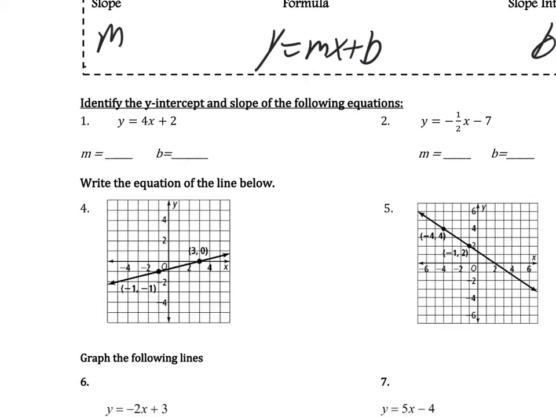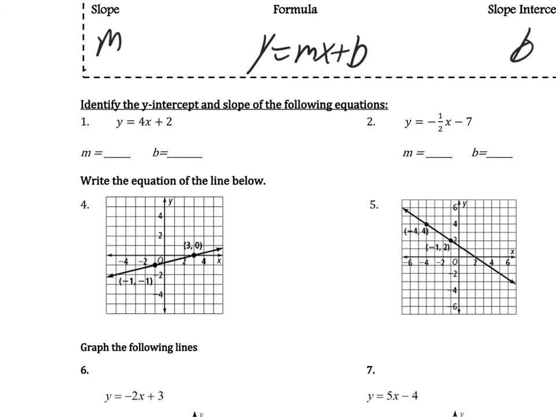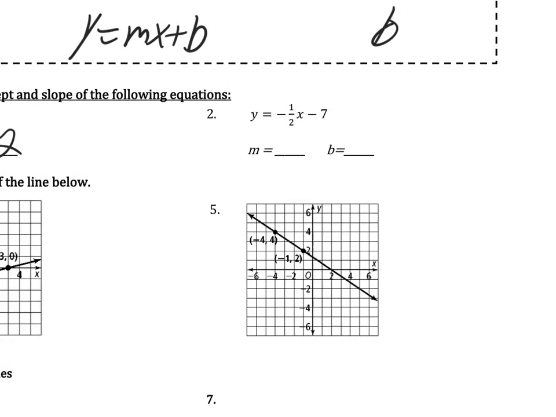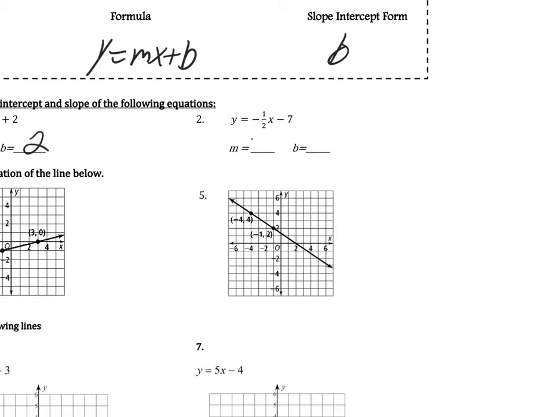Below that, we're just answering some simple questions. We already know how to do all of this. Identify the y-intercept and slope of the following equation. My slope, so m here would be 4. B would be the last part, so 2. Over here, my slope, again, -1/2. My b is -7. Make sure you pay attention to that negative. It counts.